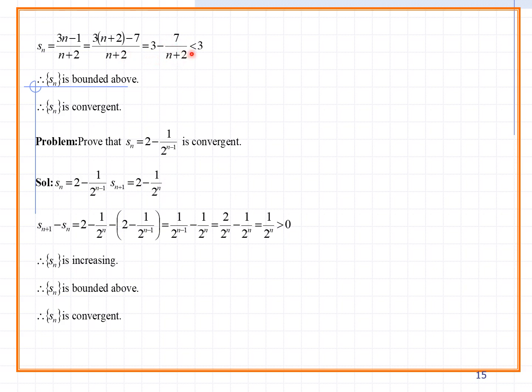So this value is less than 3. Why? Because you are removing the value 7 by (n plus 2). So automatically it is bounded above. Therefore Sn is convergent.